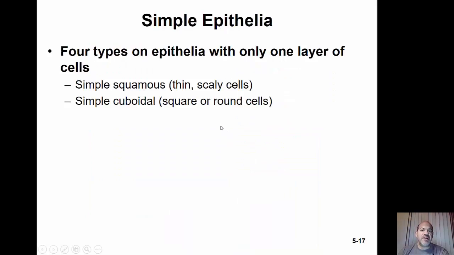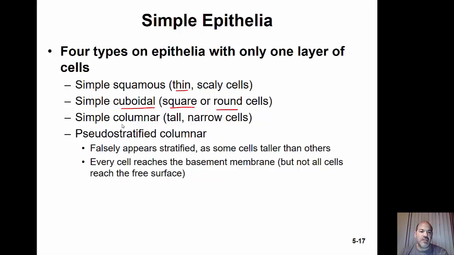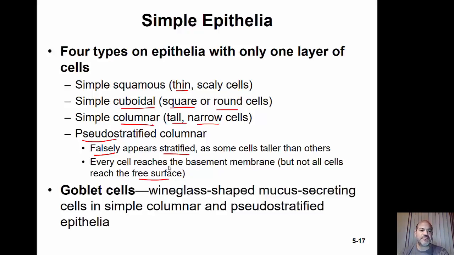There are going to be 4 types of epithelia with only one layer of cells. There's simple squamous, which squamous refers to thinner, scaly looking. Cuboidal, these are going to be square or round. Then there's columnar, these are going to be tall, narrow cells. And then there's pseudostratified columnar, and pseudo means false. So there's a falsely stratified. It's going to look like it's got multiple layers, but it really doesn't. In here, every cell is going to touch the basement membrane, but not all the cells are going to reach the apical surface. So we'll see that when we get to pseudostratified.